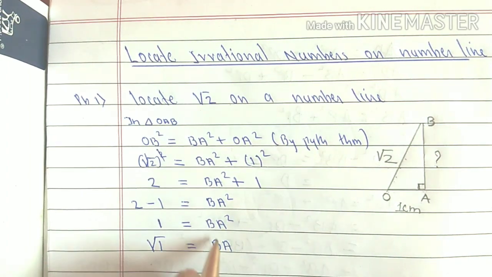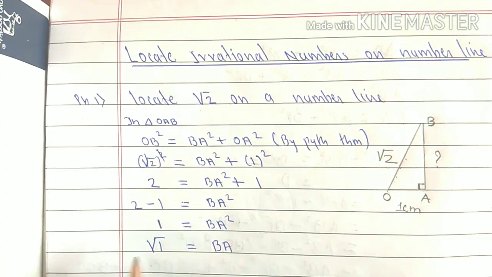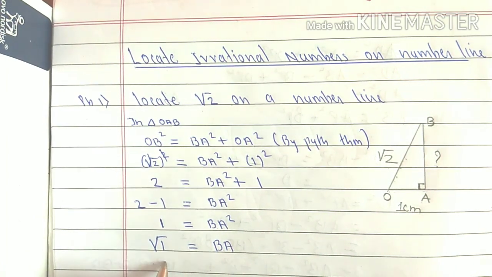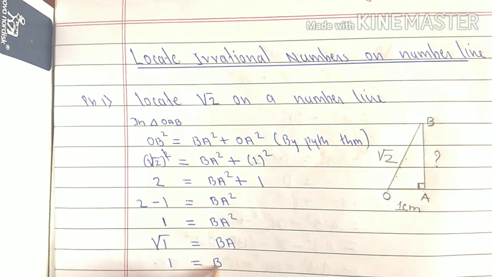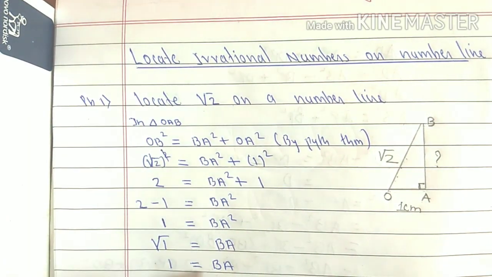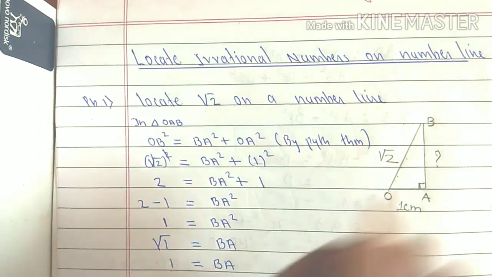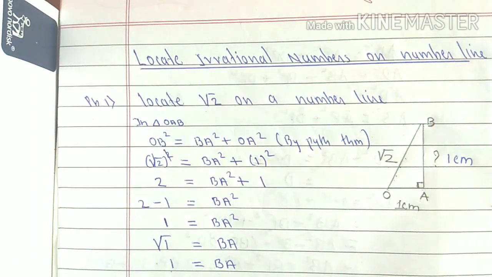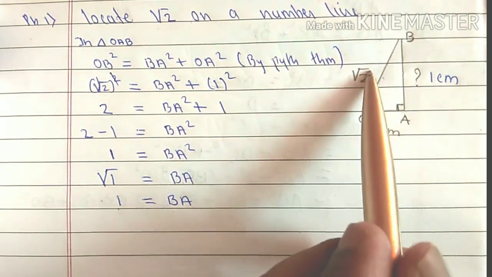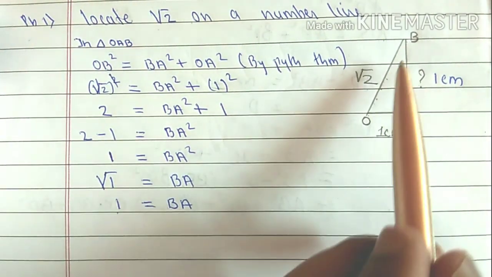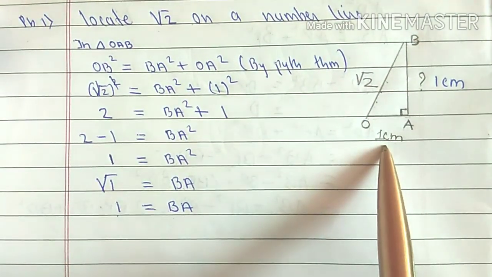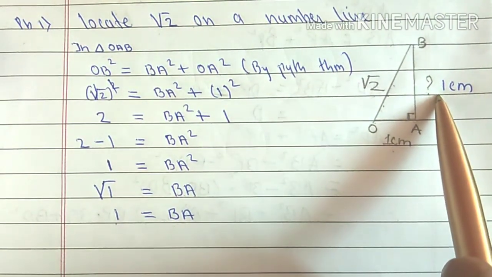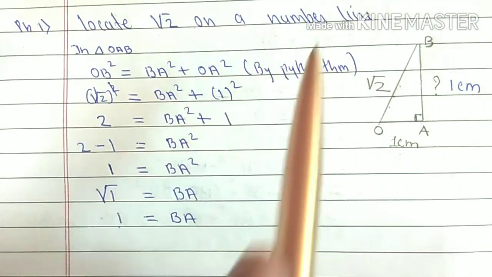So I am removing this square. So I am writing BA. If I want to remove the square, I have to put root sign for the number which is on the opposite side. So root of 1 is nothing but 1. So I got the value of BA, that is nothing but 1 centimeter. So I can write over here BA is equal to 1 centimeter. The values of all the sides of this triangle are: OB as root 2, OA which we had assumed as 1 centimeter, and we got BA as 1 centimeter. Now let us locate root 2 on a number line.